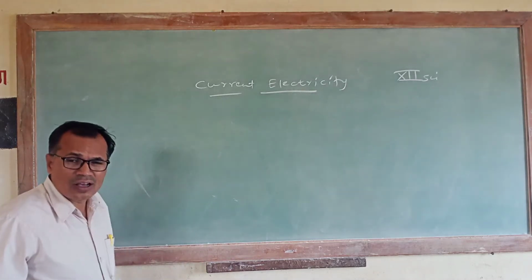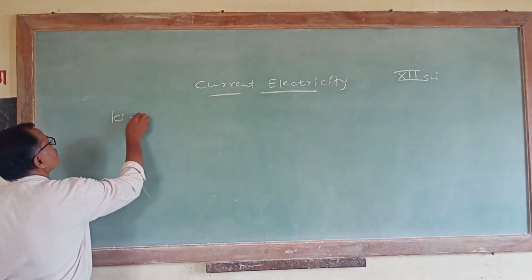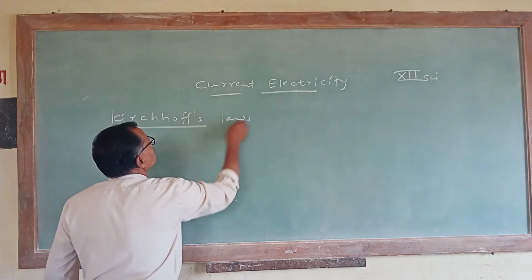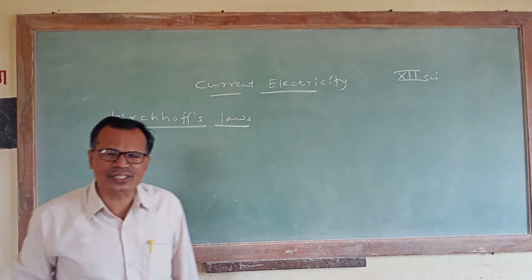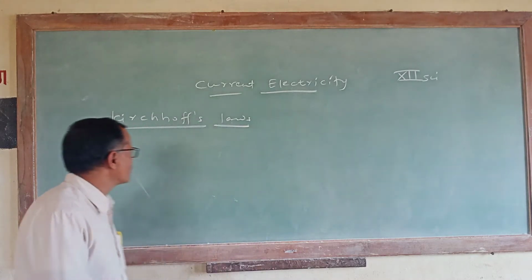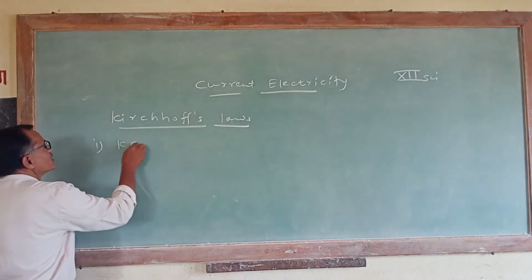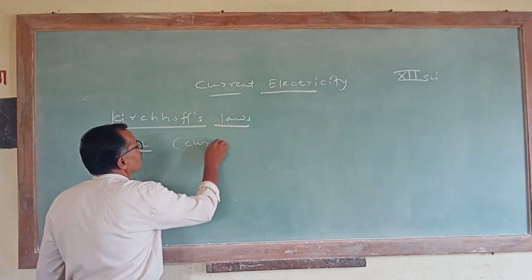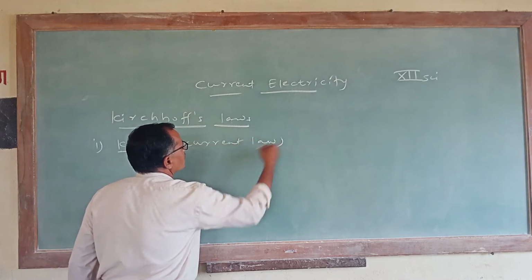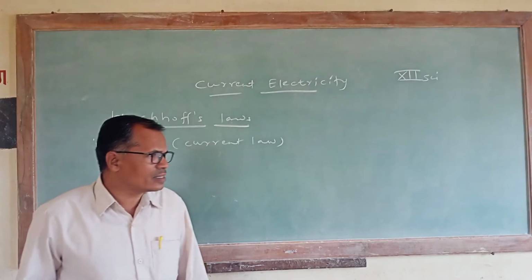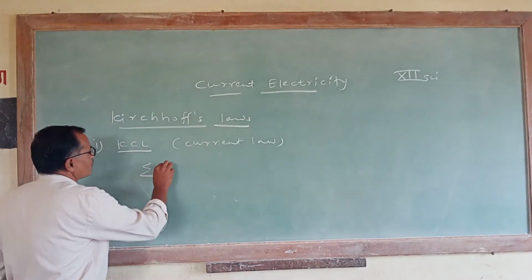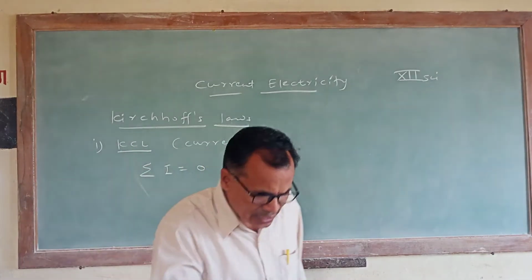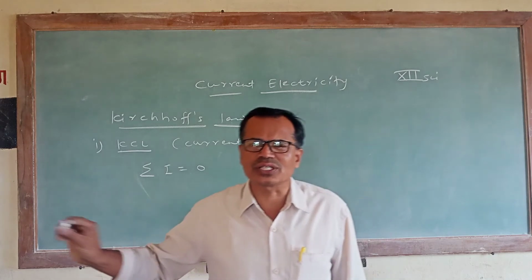Kirchhoff's laws. There are two laws given by the scientist Kirchhoff. One is called the current law, also called KCL. KCL means Kirchhoff's current law. Now, what is Kirchhoff's current law? The algebraic sum of electric currents at any junction is equal to 0. Algebraic sum of electric currents at any junction is equal to 0. This is Kirchhoff's law.